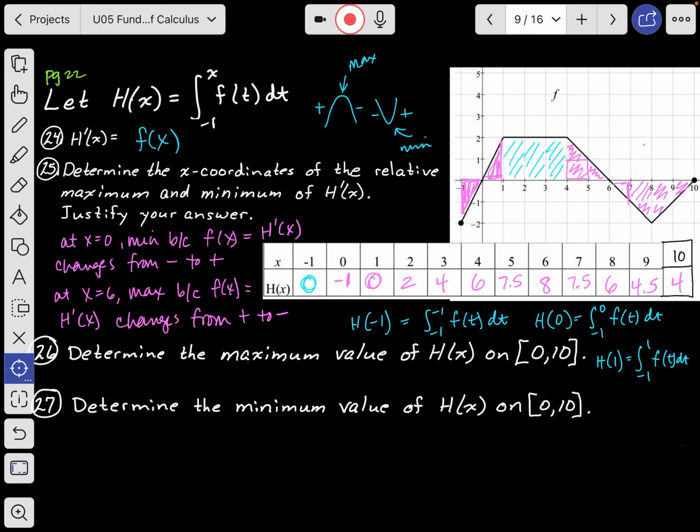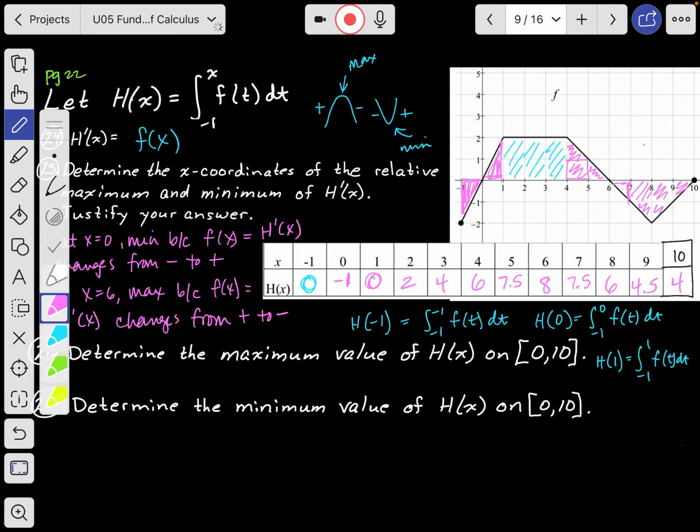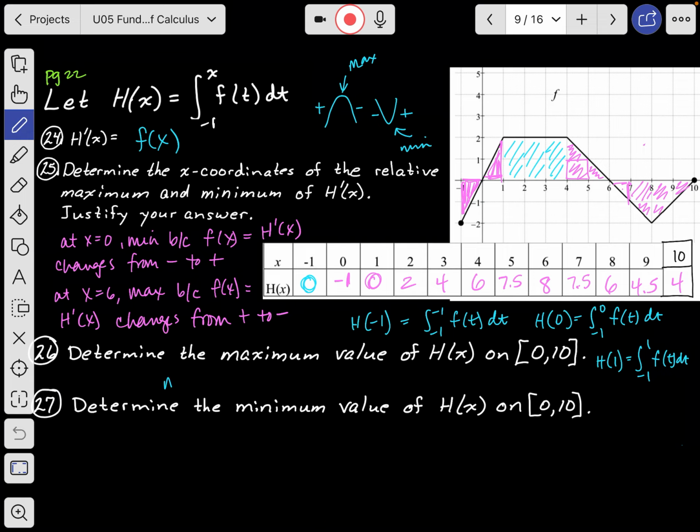So I can see on my table that my minimum amount is going to be -1, and my maximum amount is going to give me 8. And those are exactly where I said they were going to happen. So the maximum value, max value of 8, and the minimum value of -1.